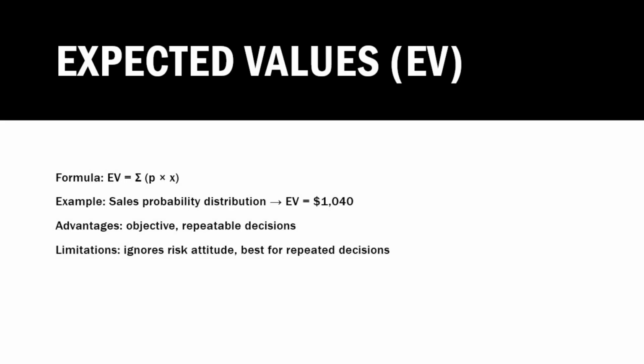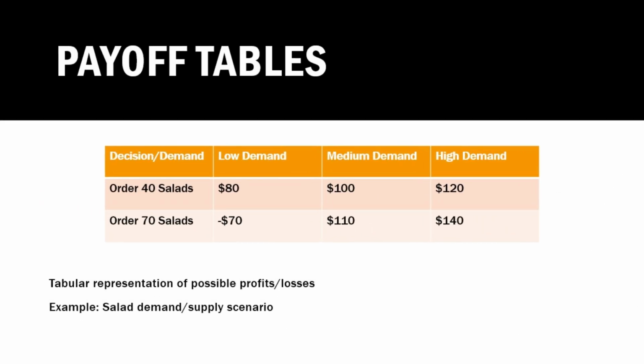Payoff tables summarize profits or losses under different demand scenarios. For example, if a salad bar chooses whether to prepare 40 or 70 salads, the table shows how much profit or loss is made under low, medium, or high demand. This connects directly to 3 decision rules.